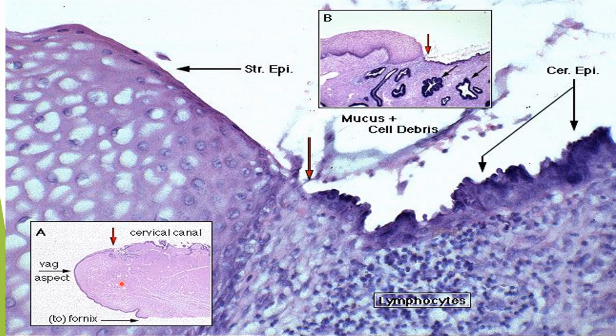In this insert you can also appreciate this is the cervical canal. This one is the epithelium which is simple columnar in nature. Here the epithelium abruptly changes into the stratified squamous non-keratinized type of epithelium.